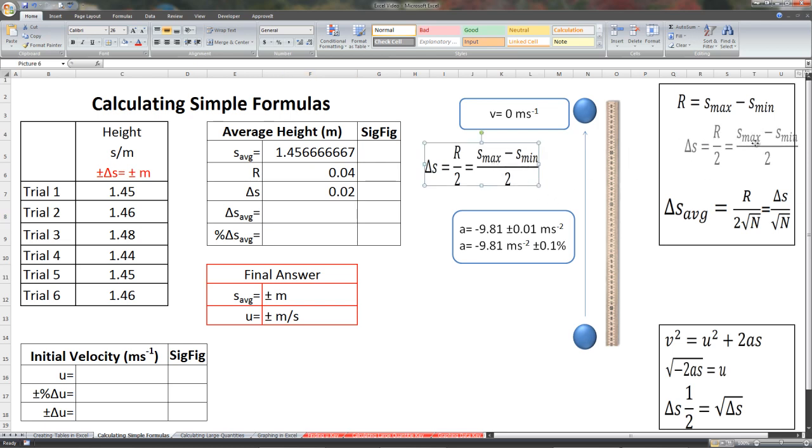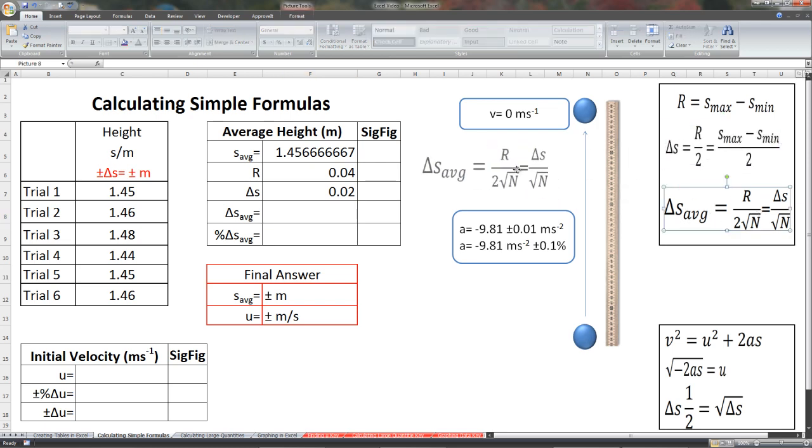Now, in order to figure out my average, or what is my uncertainty for all of these: if I were to average these, this average right here, what would my uncertainty be for that? Well, that is going to be my range divided by 2 times the square root of the number of values, or my actual uncertainty for each individual trial divided by the square root of the number of trials.